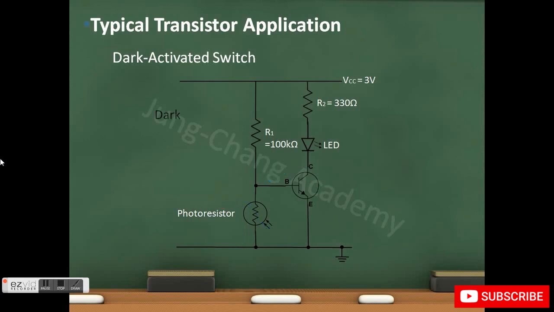In the dark, the resistance of the photoresistor starts to increase dramatically, causing most of the current to flow to the base of the transistor, which turns on the transistor. As a result, the current will flow through the resistor R2 and LEDs to the collector emitter junction, so the LEDs will now light on.